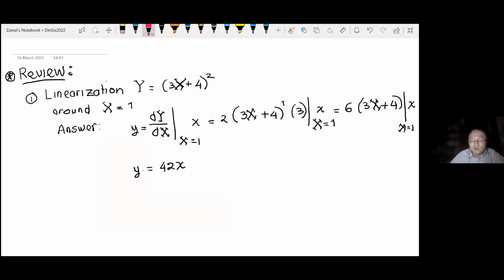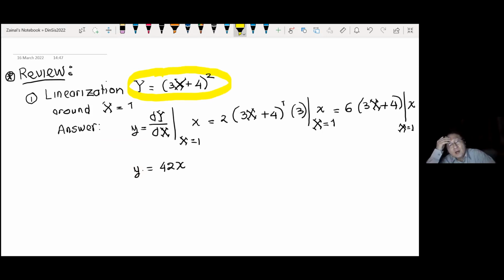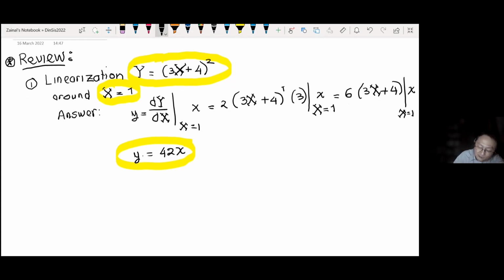So we want to linearize y equal to (3x plus 4) square around x equal to 1, right? Then this one is the nonlinear equation, and this one is the linear equation. Now, for example, suppose we evaluate at x equal to 1.